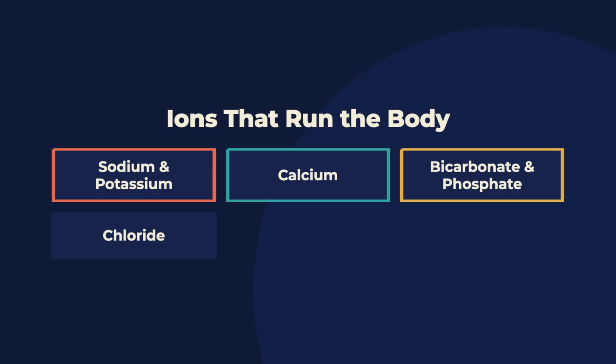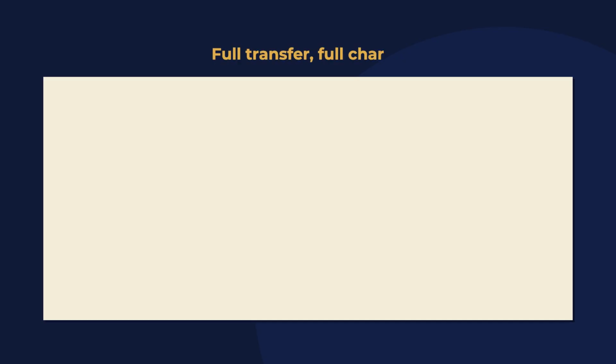Sodium and potassium drive nerve impulses. Calcium triggers muscle contraction and clotting. And bicarbonate and phosphate manage acid-base balance.